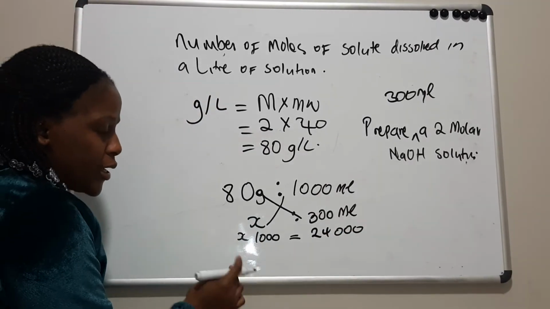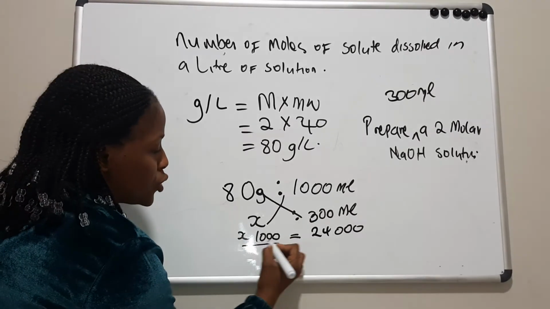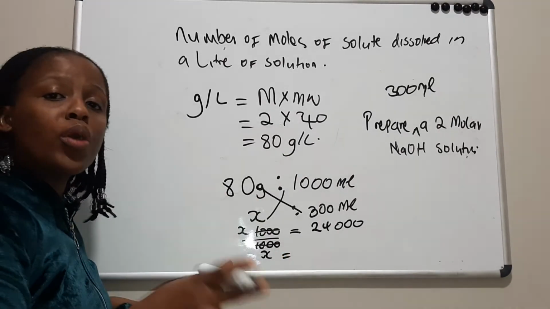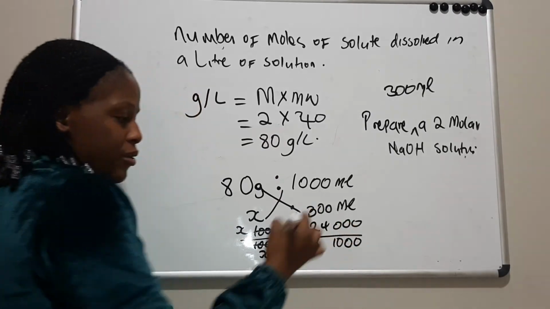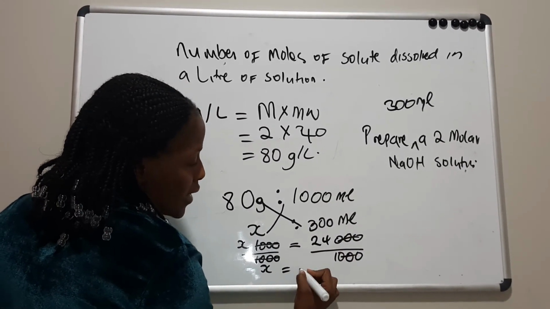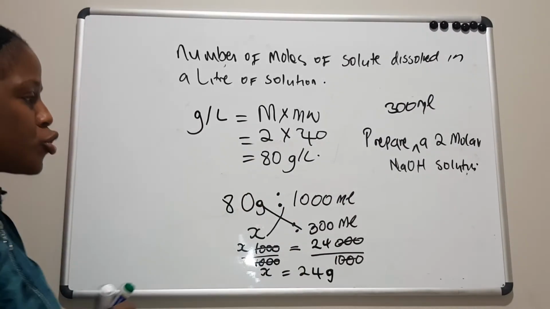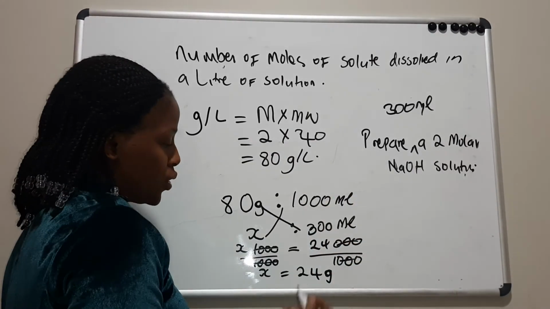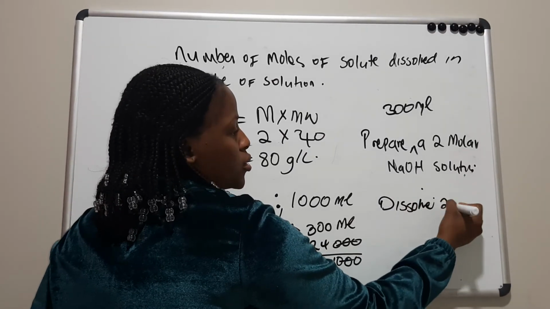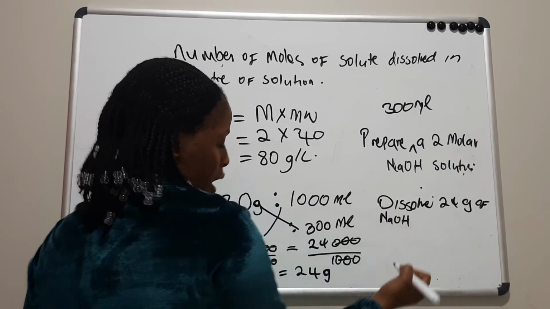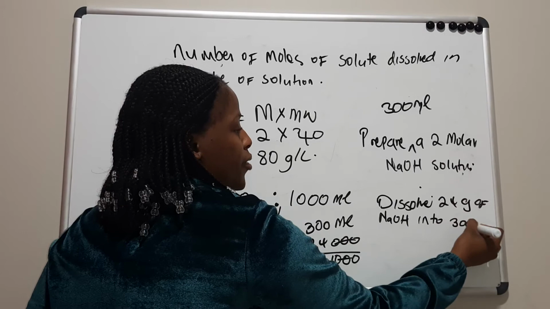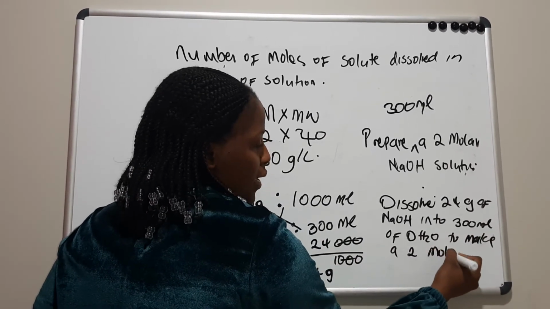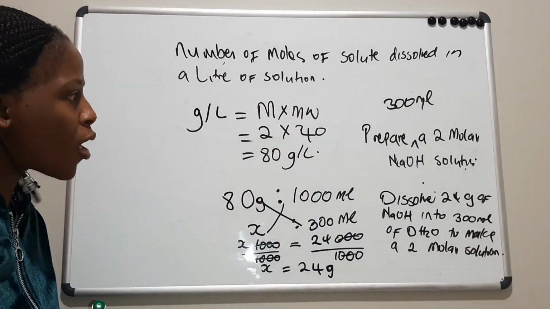And then as we did previously, we know that we don't need x times 1000, we only need 1x. So we will divide by 1000 so that 1000 can cancel 1000 and we are left with x. And remember, always what you do on the left hand side, you must do on the right hand side. So on the right hand side as well, we're going to divide by 1000, and we end up with an answer of 24 grams. So to prepare 300 ml of a 2 molar sodium hydroxide solution, you need 24 grams. Then you're going to continue with your statement that you're going to dissolve 24 grams of sodium hydroxide into 300 ml of distilled water to make a 2 molar solution.